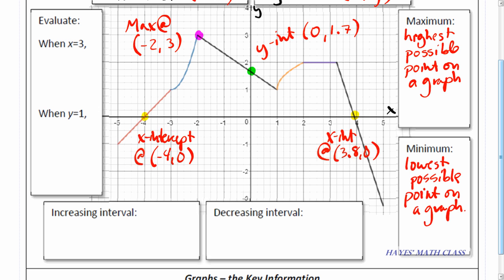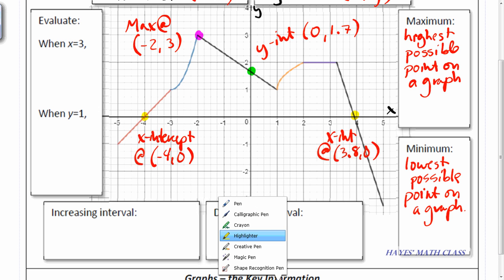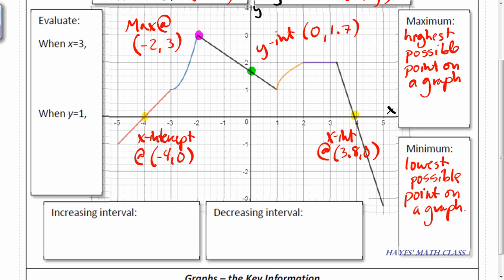Now, just to be clear, let's say, oops, I don't want the creative pen. Let's say we had an arrow down here. So that means that this graph continues to go on infinitely down to the bottom. This graph then, maybe we even have one over here, that means that this graph would not have a minimum. It is possible for that to happen. Okay, we're just talking about absolutes here.